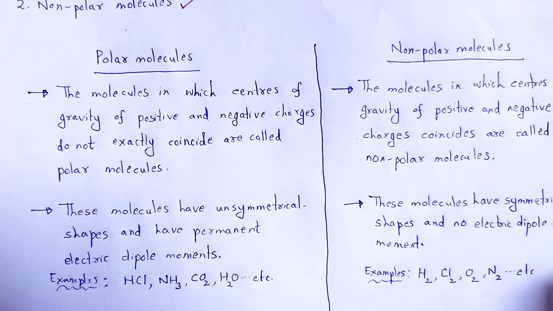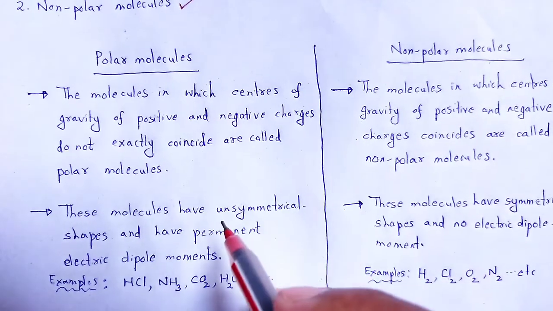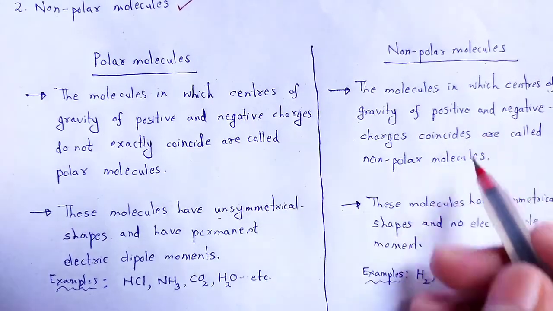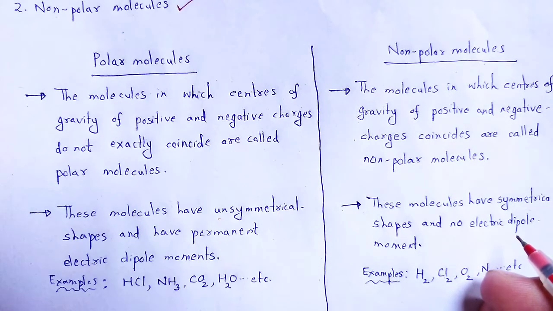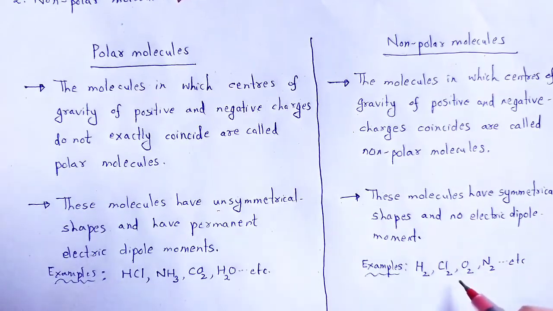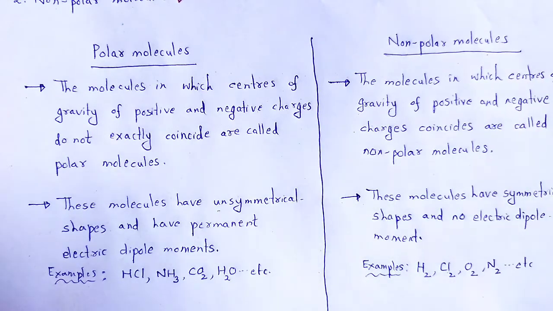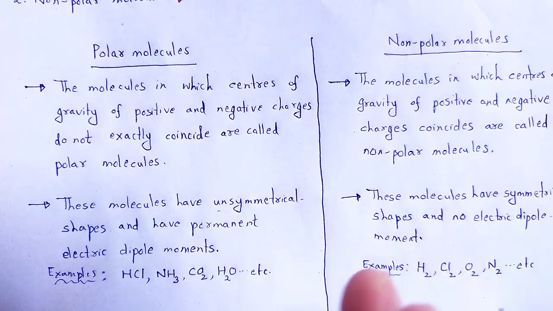Non-polar molecules have symmetrical shapes and have no electric dipole moment. Some examples: H2, Cl2, O2, N2 etc. are non-polar molecules. Now, what exactly happens when these dielectrics are placed in an external electric field? What happens to the polar molecules and the non-polar molecules?